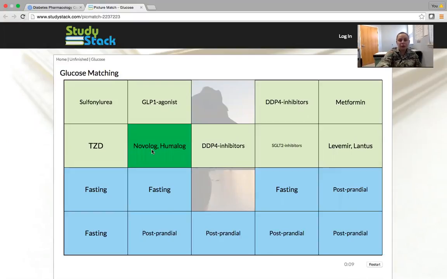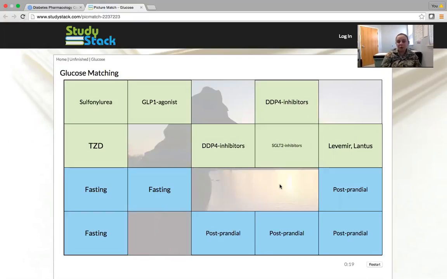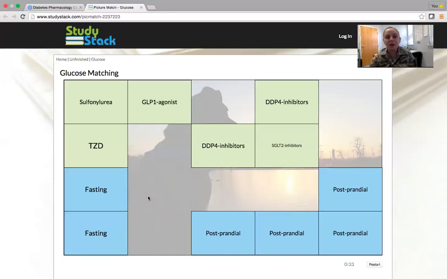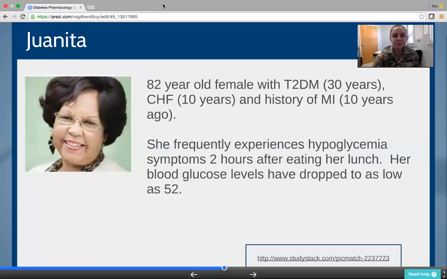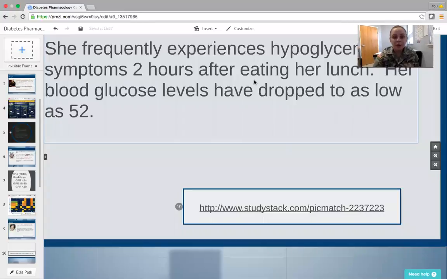Other medications are like Novolog and Humalog. They work postprandial and would be inappropriate for her. However, things like metformin work on the fasting state, which would be a better choice. If she was on insulin, we would prefer a long-acting insulin initially because that works on her more fasting state. So you can complete the rest of these cards on your own at another time. So that's Juanita.